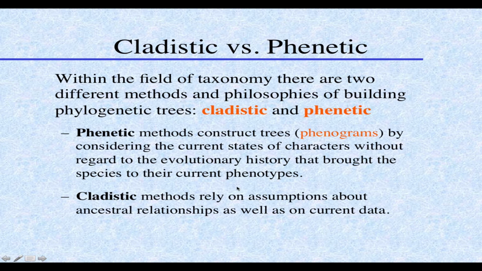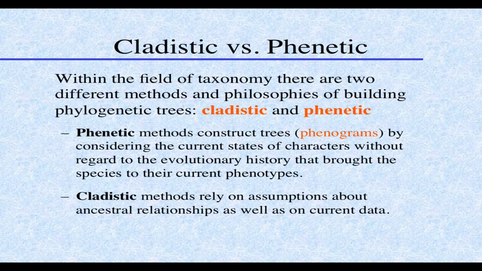So phenetic methods construct phenograms, obviously, and they consider the current data only. They measure differences. They work generally with a distance matrix. So every sequence is a certain number of base changes or amino acid changes from every other sequence in your data set, and you can build a tree from that count of differences. It's a straightforward method. It's computationally efficient, and it'll get done on a laptop in a few minutes.